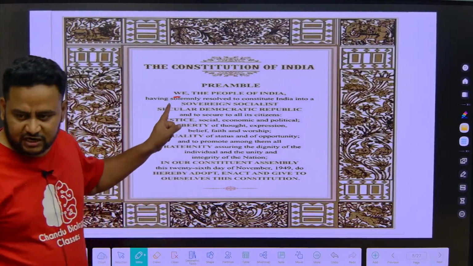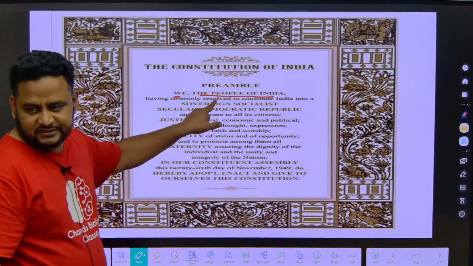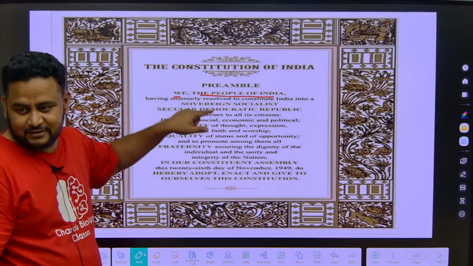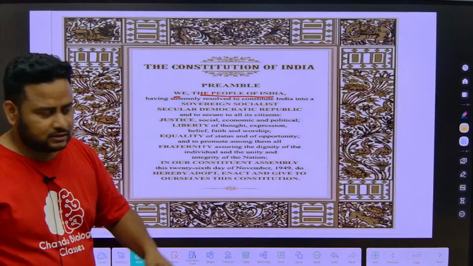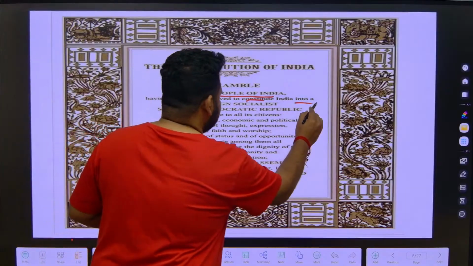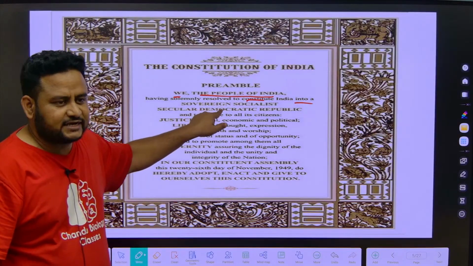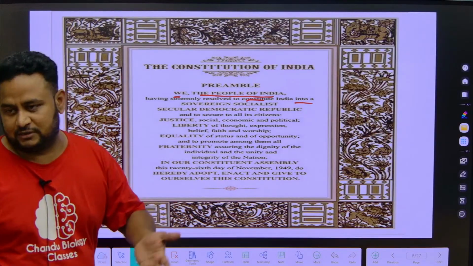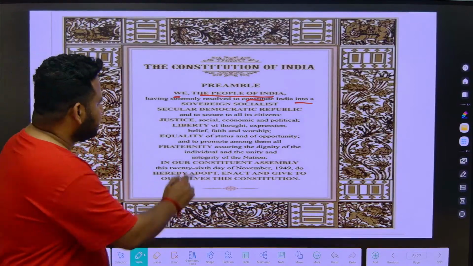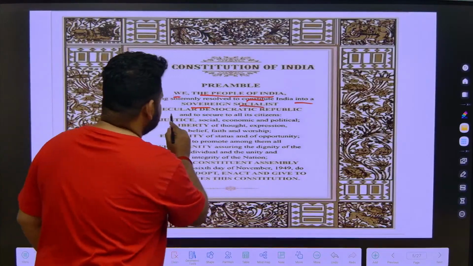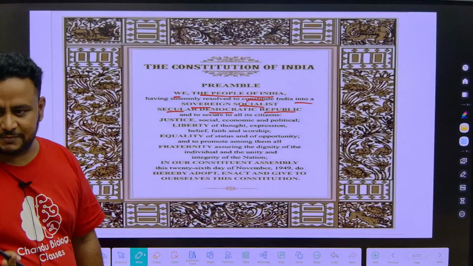So the Constitution of India, Preamble: We, the people of India. See the word "we." We the people of India, having solemnly resolved. Resolved means what? I told you, resolution. Solemnly, we have taken a resolution to constitute India, making India into a sovereign, socialist, secular, democratic republic. Here the objectives were there; here we are taking the resolution. That is the meaning of having solemnly resolved.